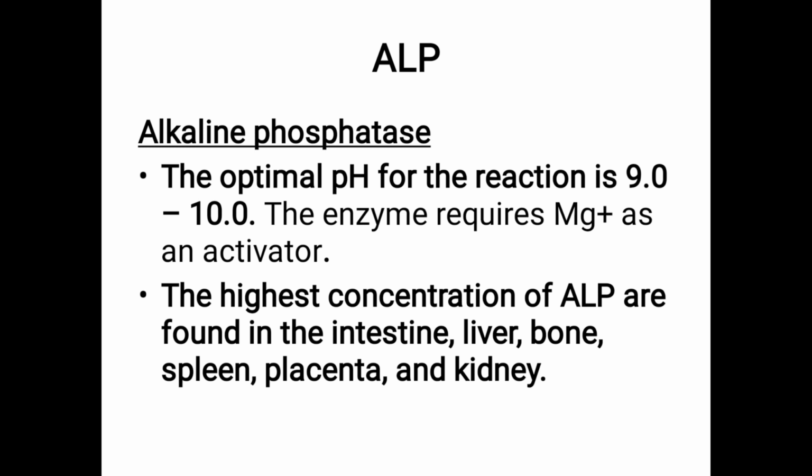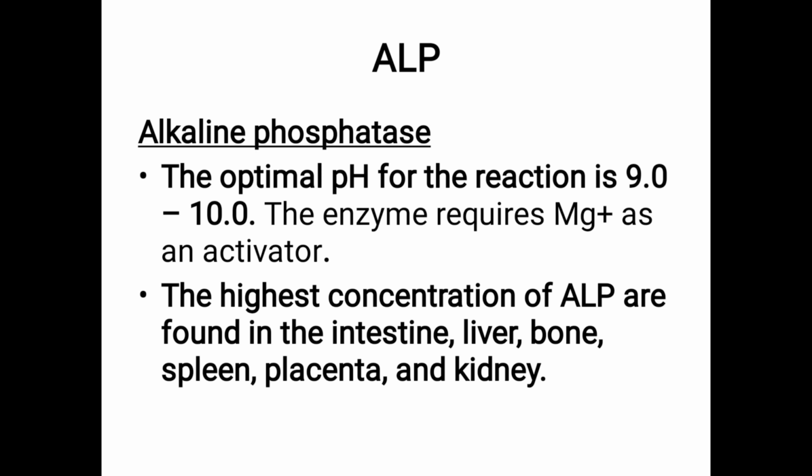Alkaline phosphatase, as the name indicates, the optimum pH required for the reaction is alkaline, 9 to 10. 7 is neutral, below 7 is acidic, above 7 is alkaline. Some enzymes require metal ions, as you have seen in coenzymes and cofactors. This ALP requires magnesium as an activator.